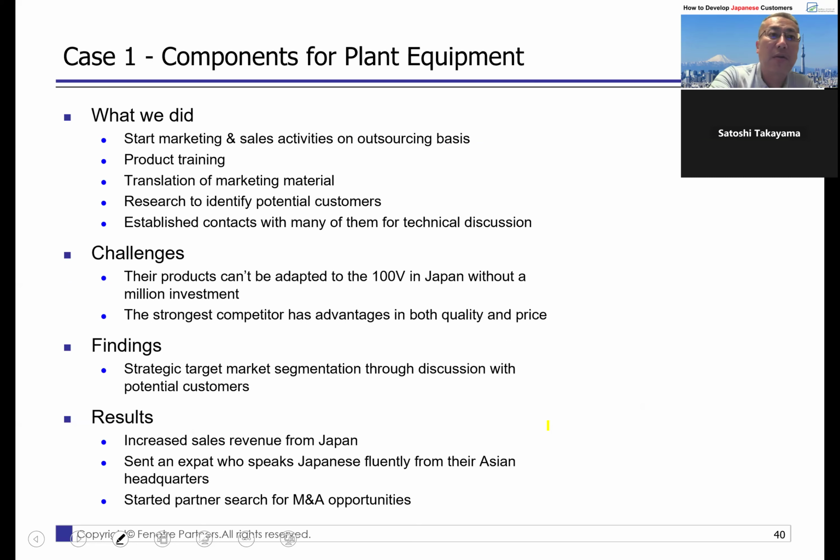Case one is components for plant equipment from Germany, I think. And we worked for the company as a sales and marketing rep. The client provided us product training first. We translated all the marketing material. Our staff conducted research to identify potential customers, and we visited many potential customers for technical discussions. It's a very straightforward model, but we found challenges. Unfortunately, their products can't be adapted to the Japanese voltage standard without a million-dollar investment. And this is too bad. The strongest competitor in Japan has advantages in both quality and price, which sounds not promising at all. However, through discussion with potential customers, we found a strategic market segment where the client can compete.